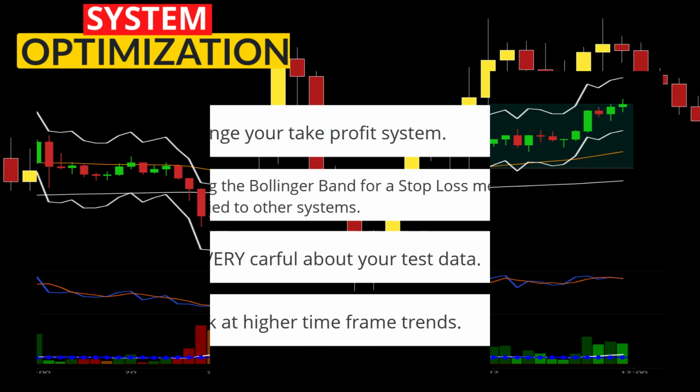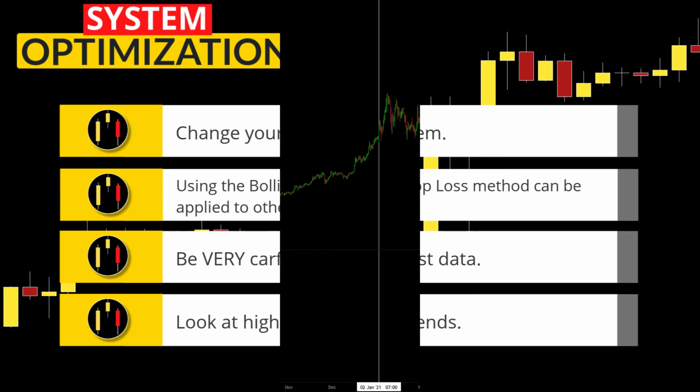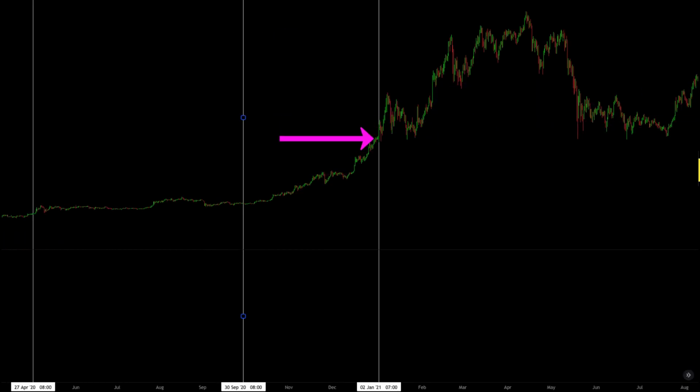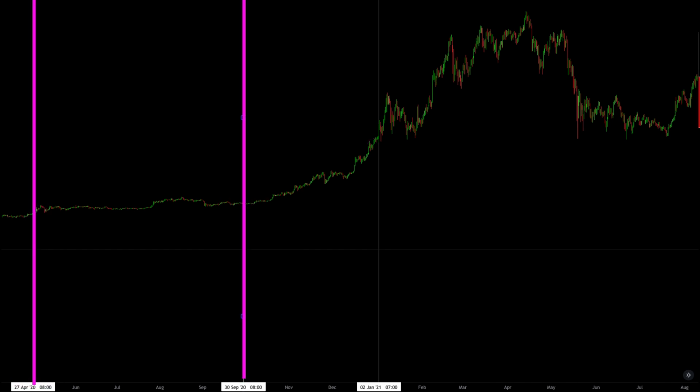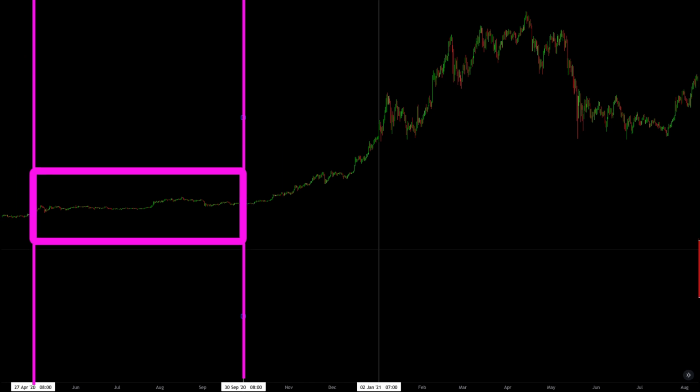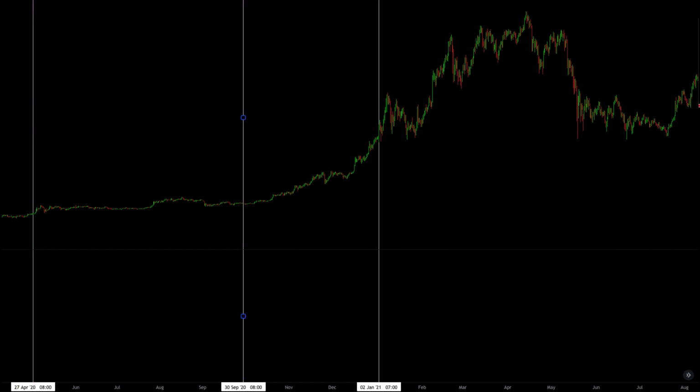The third optimization idea is a big warning. Look at this chart. This line here is where the 100 test began, and the test ended a couple of weeks ago. So we are examining the most recent data set. What if you traded between these lines here? Do you think during this consolidation, the system would have done nearly as well? It doesn't. How do I know? Because during this consolidation, I actually tested this exact system and it was not even profitable.